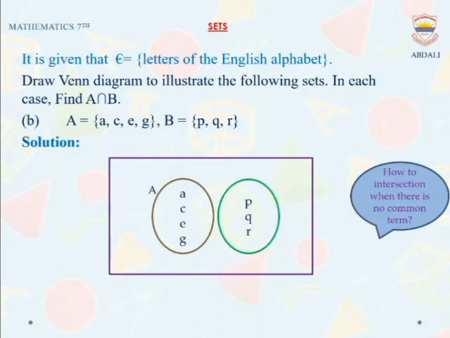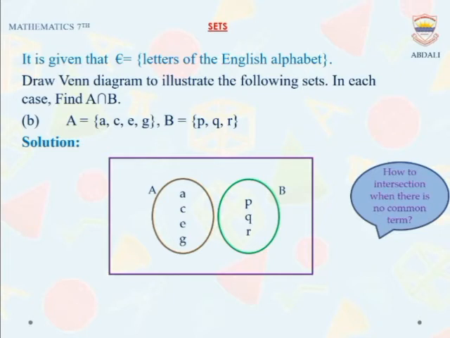So now class, you can see that there is not any common area between both sets, because there is no common value between the two sets. If we have a common value between two sets, only then we will represent it by a common area. So what is the answer of our A intersection B here?